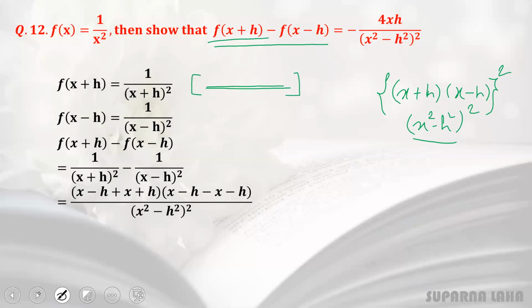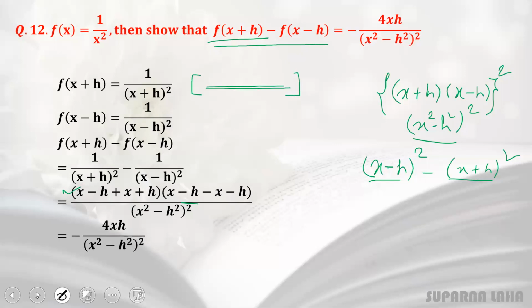Just look at this numerator. So looking at this numerator, (x − h) the whole square minus (x + h) the whole square. So again, look at that, the a square minus b square formula you can put, a plus b into a minus b, and just do the simple calculation. You will find this value is given by minus 4xh by (x square minus h square) the whole square. And this is the RHS, and write down here LHS. So we proved it. So write down proved.